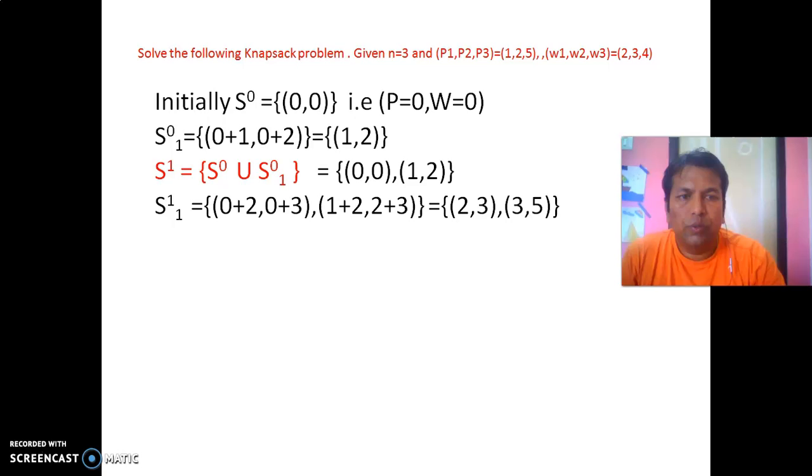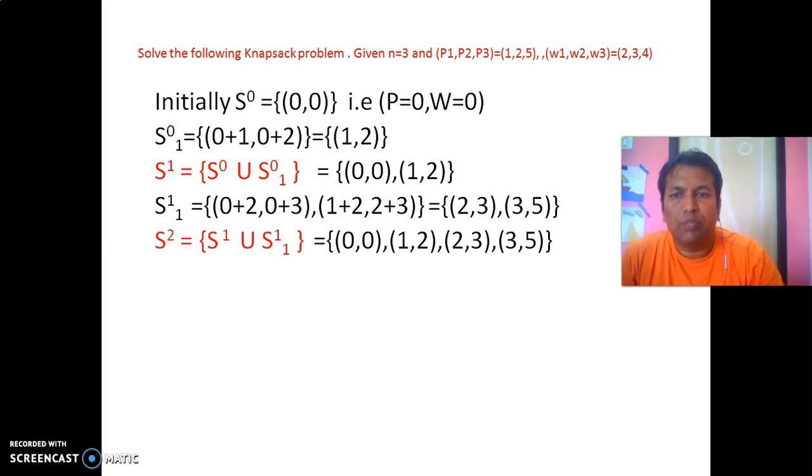Now we are going to generate the set S power 2. That is nothing but the merging of S power 1 and S1 power 1. S power 1 contains 2 tuples and S1 power 1 contains 2 tuples, and those are written in the set S power 2.